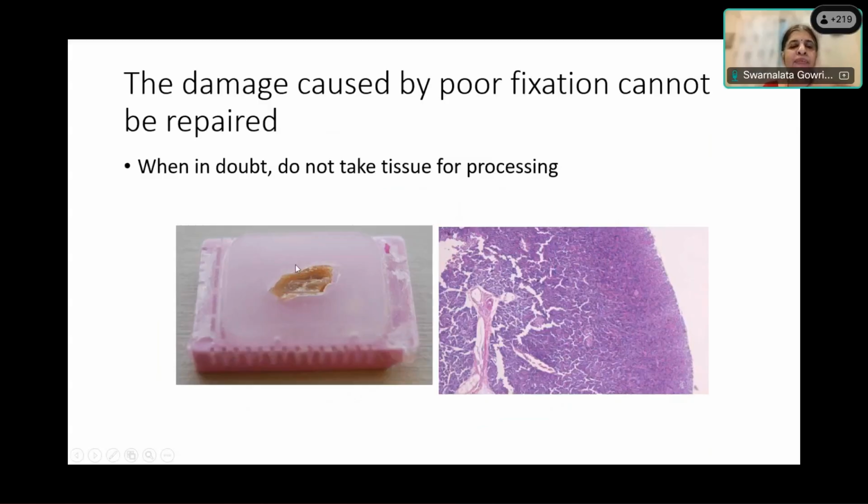If you are in a hurry to process, and if you have processed tissue like this, then it is irretrievable. Again, I'm re-emphasizing the point that fixation is very, very crucial. You can't go back and fix it. It's gone forever. And this particular tissue, when it was cut, only the peripheral part was maintained. You could make out some morphology.